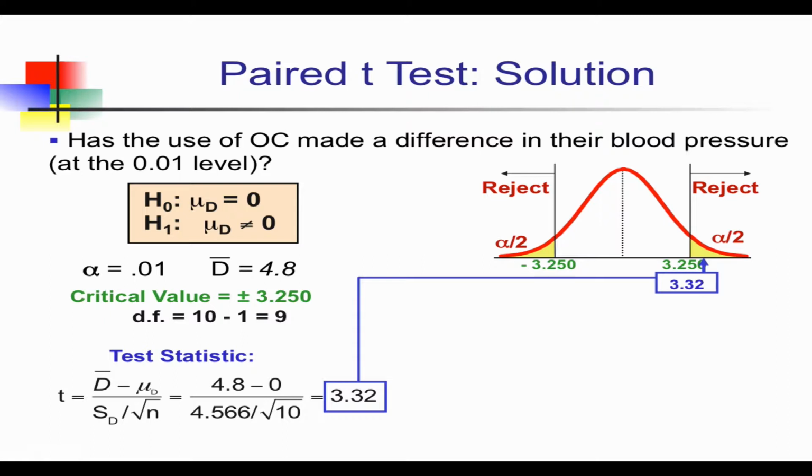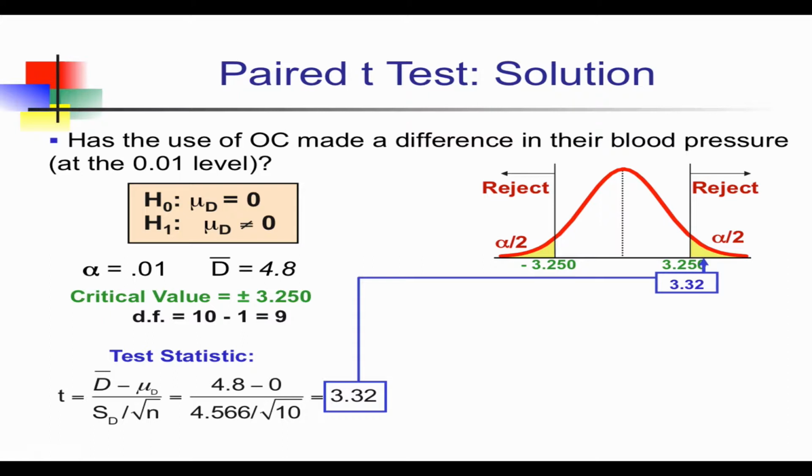3.256. So what does that mean? That means that if the observed t is bigger than 3.256 or less than negative 3.256, you reject the hypothesis, the null hypothesis. If the t is within those two critical regions, those two critical values, you fail to reject.